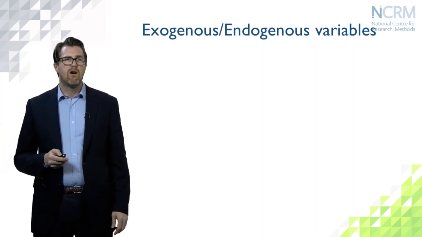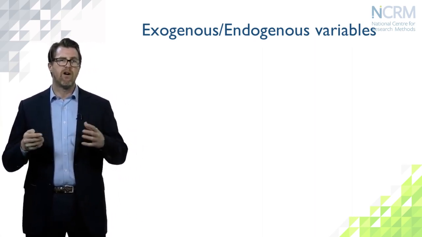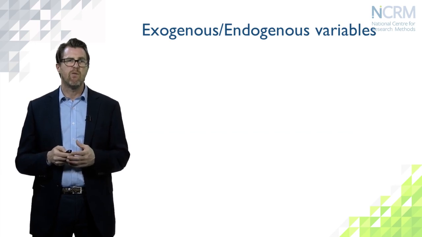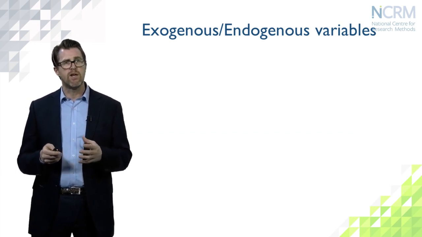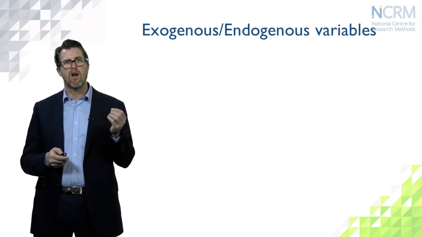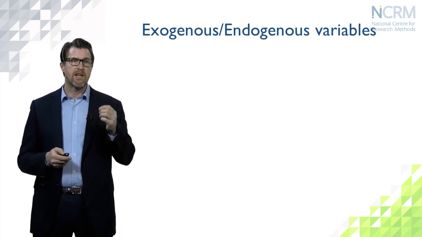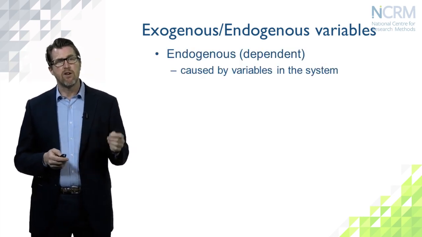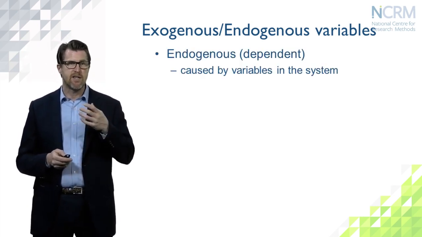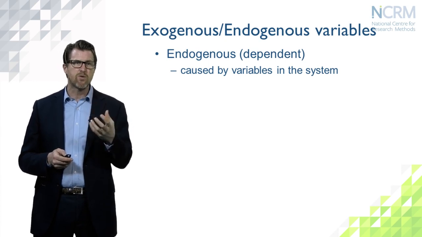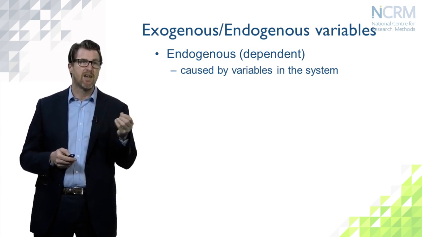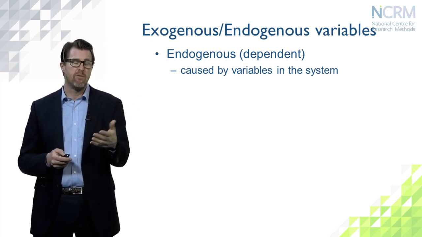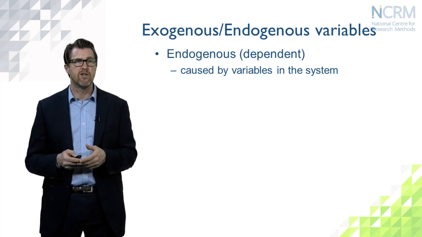When we are building path diagrams and systems of equations in structural equation modeling, we need to distinguish between two important kinds of variables, exogenous variables and endogenous variables. An endogenous variable, as the name suggests, is something which is caused within the system. It's a variable that has, if you like, an arrow pointing into it. It is a dependent variable in one or more equations.